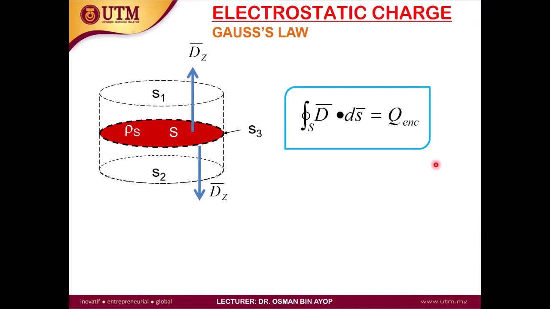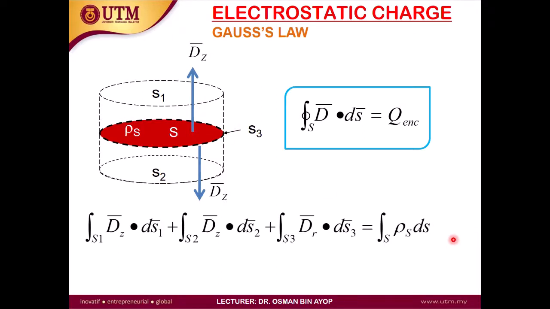So we have to apply the closed integral of D dot dS equal to Q enclosed. This is the solution from Gauss's law. This is the basic expression. You have to know how to use this expression on our Gaussian surface. So you have to integrate D over all the existing surfaces. In this case, we have the top surface, bottom surface, and side surface. And this is equal to the charge enclosed by the Gaussian surface, which is this part.